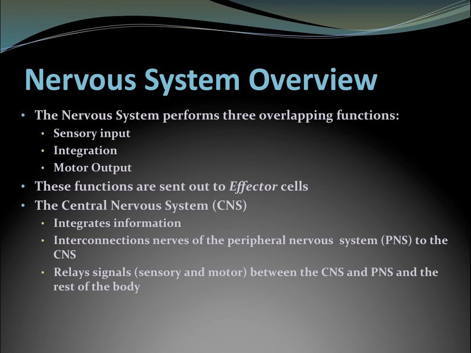A little bit about the nervous system and an overview of this. The nervous system performs three overlapping functions, and you can go ahead and follow along on your lesson outline, and we'll pause along the way if you need to finish filling those questions out. There are three overlapping functions: sensory input, integration, and motor output. These three functions are sent out to what is known as the effector cells.